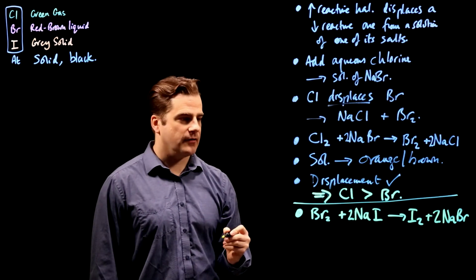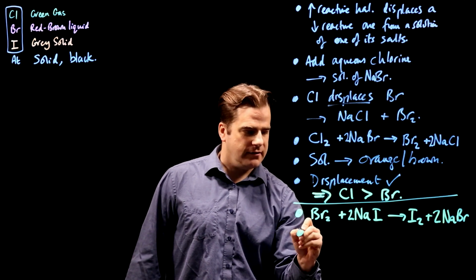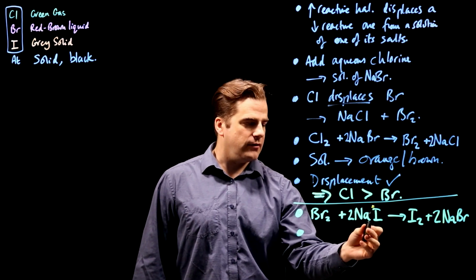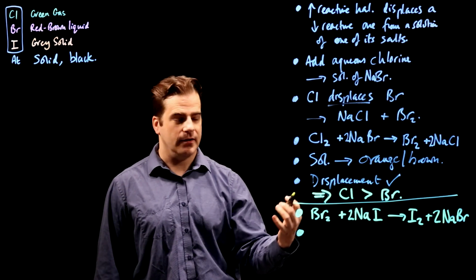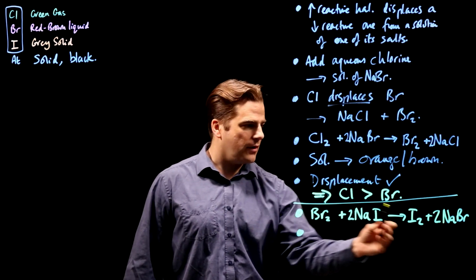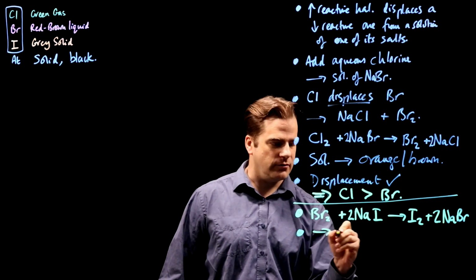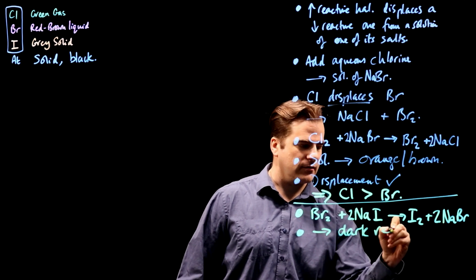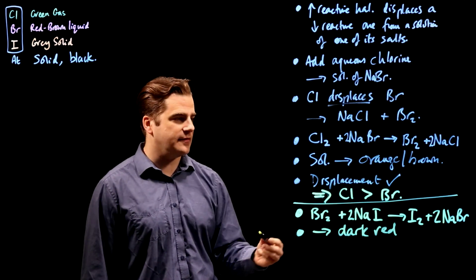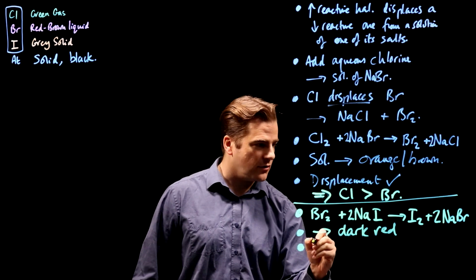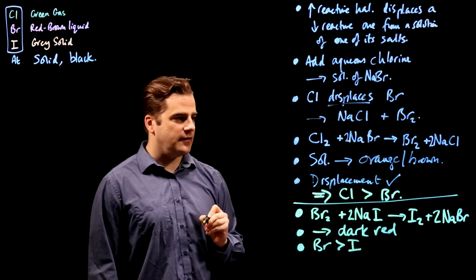Okay, same thing. And in this case, the aqueous solution of sodium iodide, again, it's a salt, it would be clear, and iodine makes it a dark red colour. So it would go dark red. Same thing. Therefore, a displacement reaction has taken place, and therefore you can conclude that bromine is more reactive than iodine.